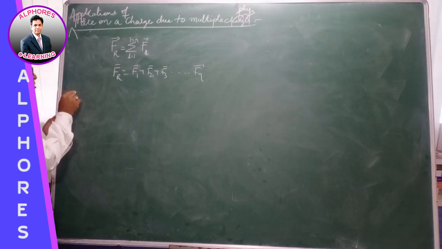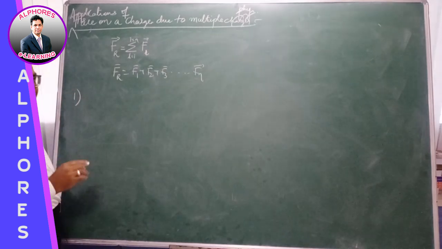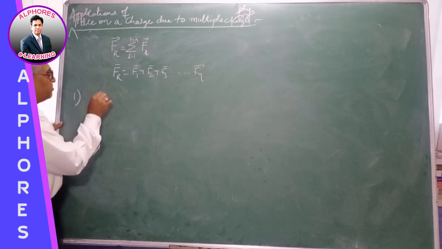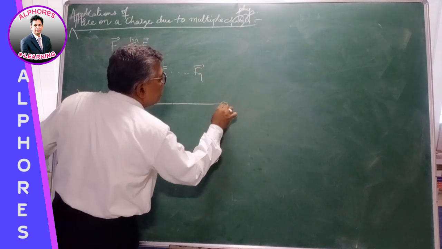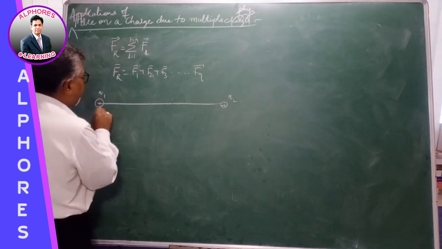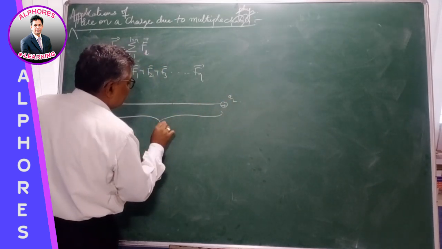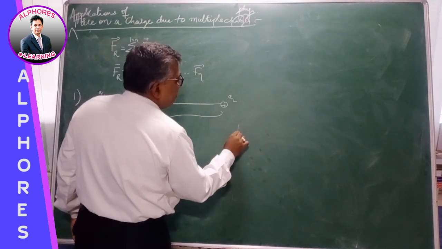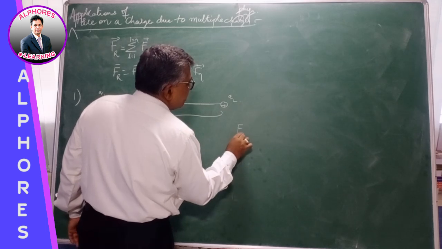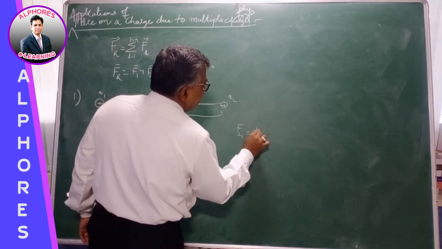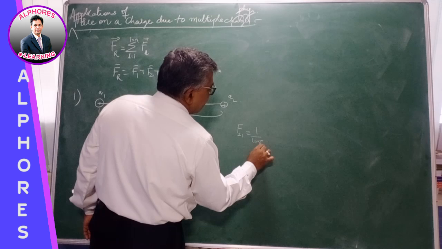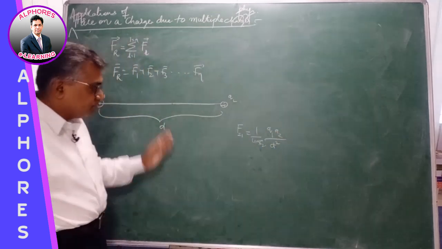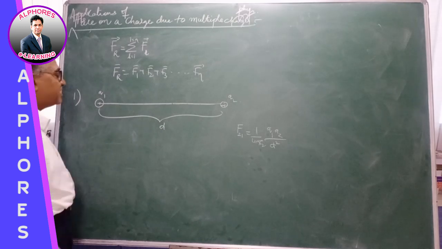First, consider two charges, say charge Q1 and charge Q2, separated by a distance d. Now the force between them: the force on the second charge due to the first charge is K, that is 1 by 4 pi epsilon naught Q1 Q2 by d square. When these two are existing like this.